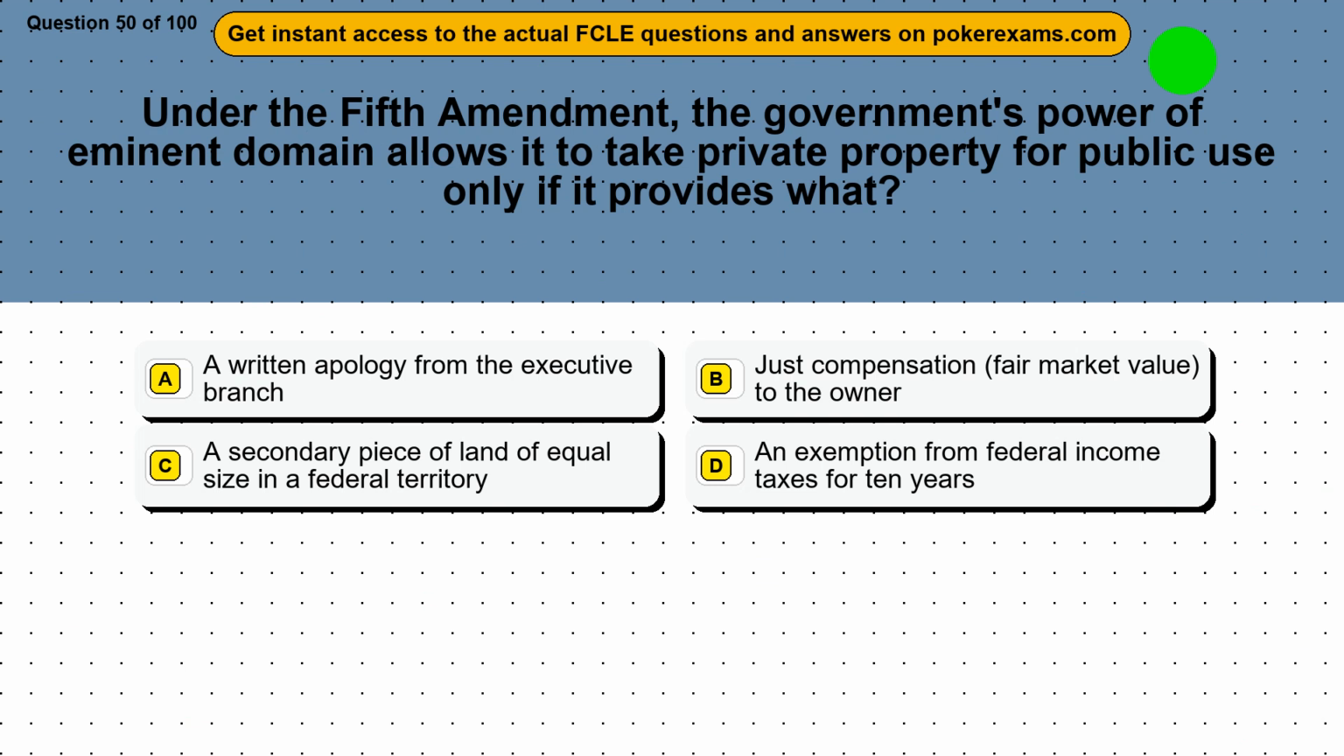Question 50. Under the Fifth Amendment, the government's power of eminent domain allows it to take private property for public use only if it provides what? Option A, a written apology from the executive branch. Option B, just compensation, fair market value, to the owner. Option C, a secondary piece of land of equal size in a federal territory. Option D, an exemption from federal income taxes for 10 years.